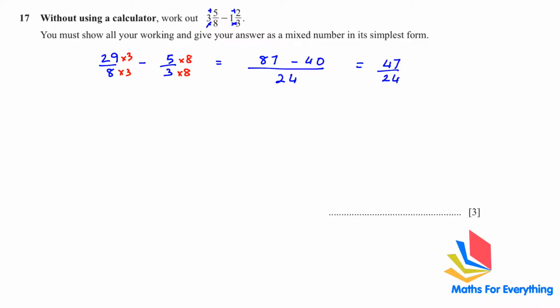To change to a mixed fraction, you can use your calculator. Put in these numbers, put the equal sign, and then press the shift button and there's an S-D button there. You can see it just before the delete button. If you press it, it will give you your mixed number, which is 1 23 over 24.